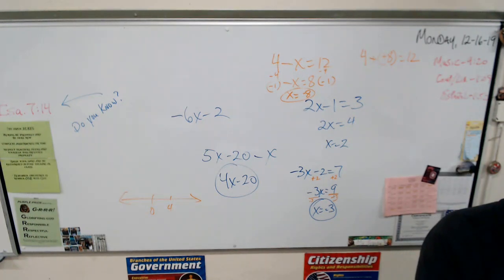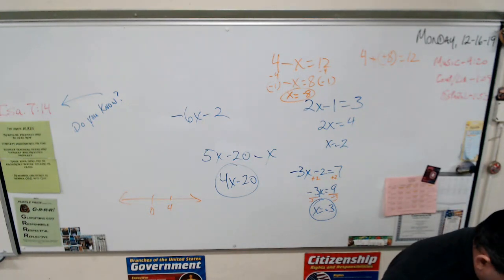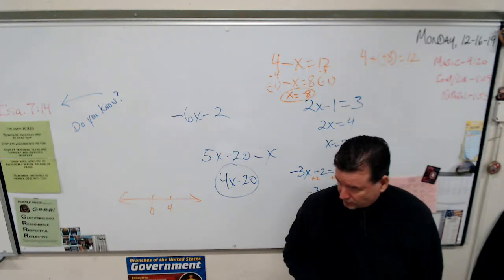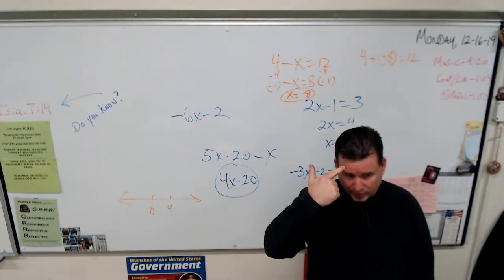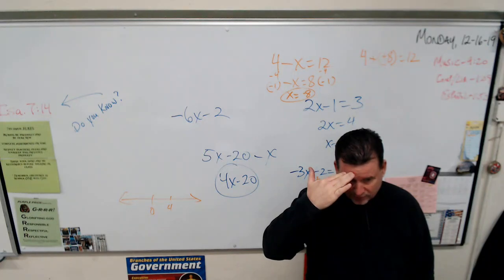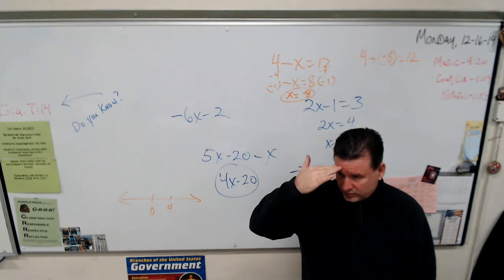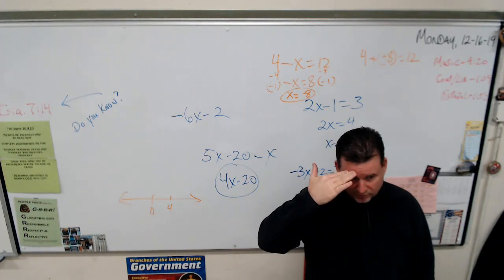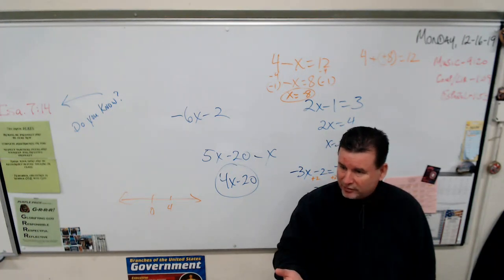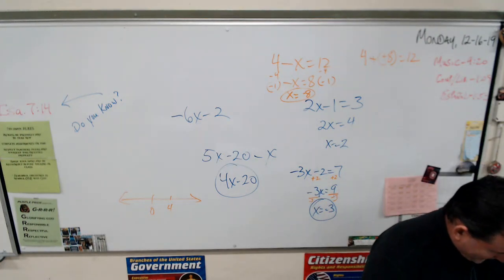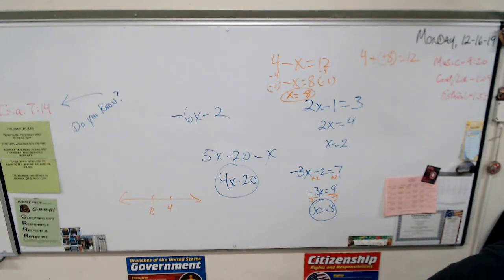2x plus 3 equals 13. Compute. Let's go. Everybody's brain's computing. Subtracting 3 from both sides. 2x equals 10. Dividing both sides by 2. x equals, Spencer, 5. Everybody got it? Yeah. That was easy.